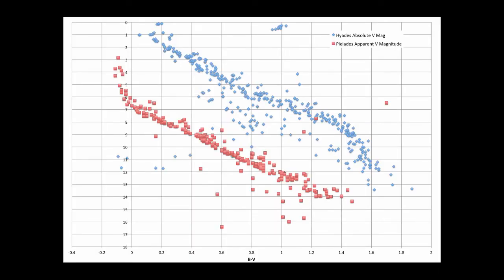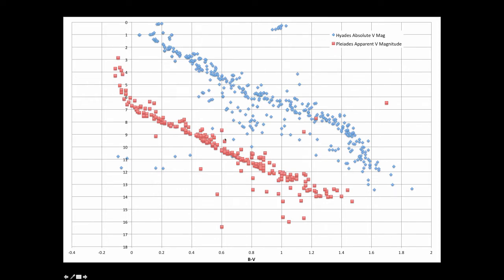Now suppose we didn't know the distance to the Pleiades, but we did know the distance to the Hyades. Okay, so the blue points here are the Hyades absolute magnitude, which we can plot because we know the distance to the Hyades, and the red points here are the Pleiades apparent magnitude, assuming we do not know the distance to the Pleiades. Now take a look at this.